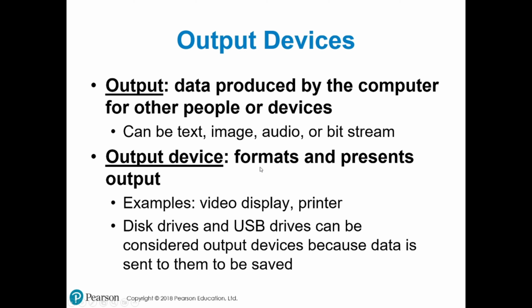And output devices, where we can see the data, or the computer provides the output to the people, or again to any devices. This can be in any format: text, image, audio, video. Devices are like monitor, or any TV, printer, right? And also disk drives and USB drives can be considered output devices, because data is sent to them to be saved, right?